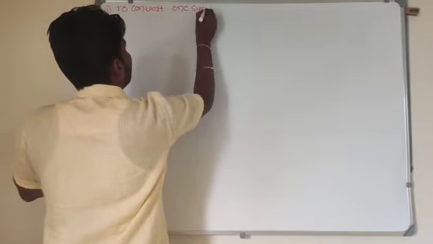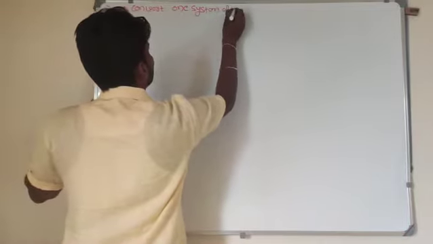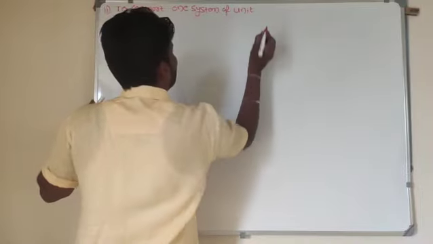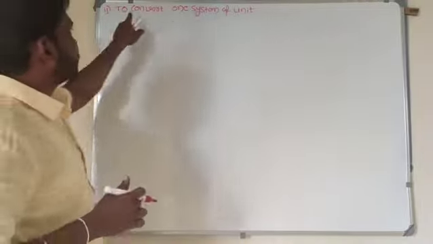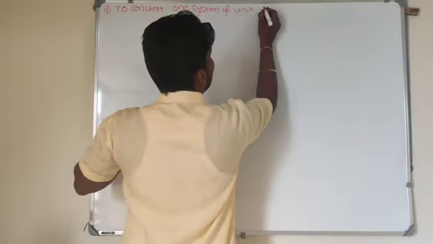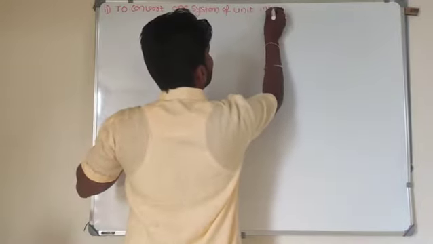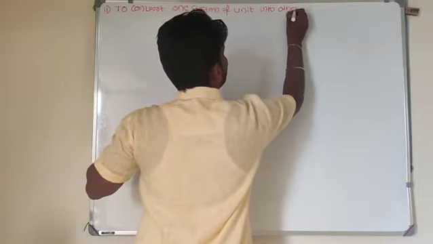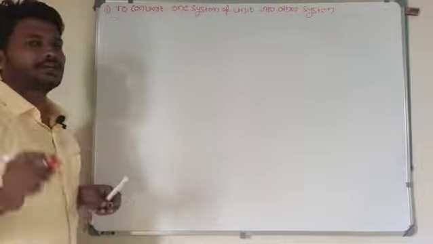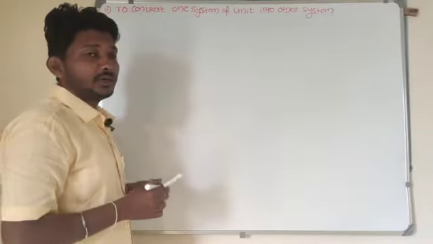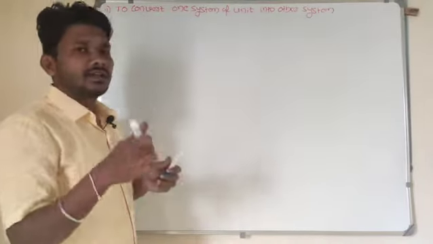one system of unit. Wait a minute, I will check. Okay, so to convert one system of unit into another system. What is the second application from the dimensional formula? To convert one system of unit into another system here.